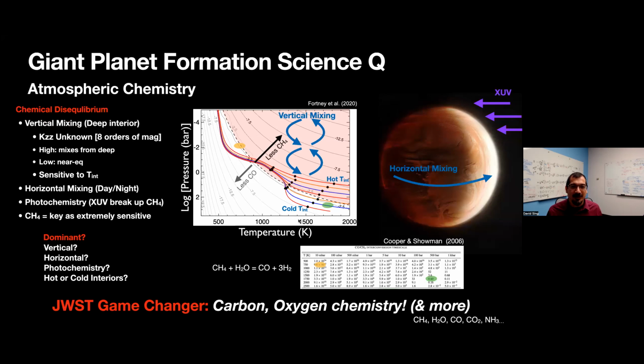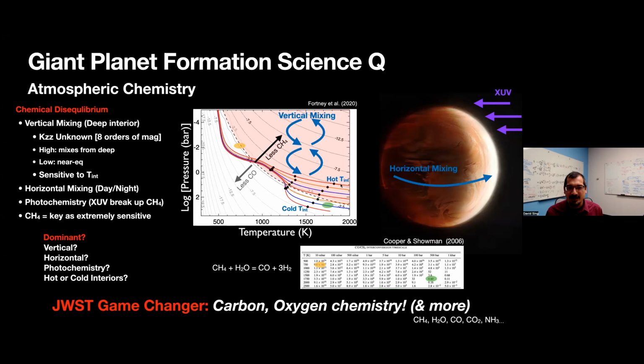So vertical mixing from the deeper interior. We actually have no idea how strong vertical mixing is in these planets. The typical eddy diffusion coefficients we use, we have no idea what they are to within about 8 orders of magnitude, which is kind of unbelievable. But you could have mixing from the deep atmosphere near equilibrium conditions to the top of the atmosphere. And this could be sensitive to things like the interior temperature.